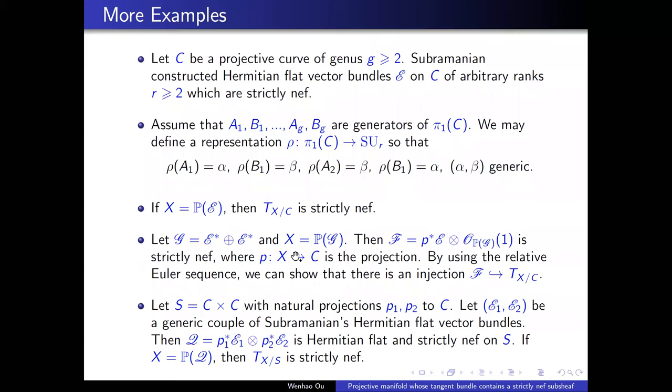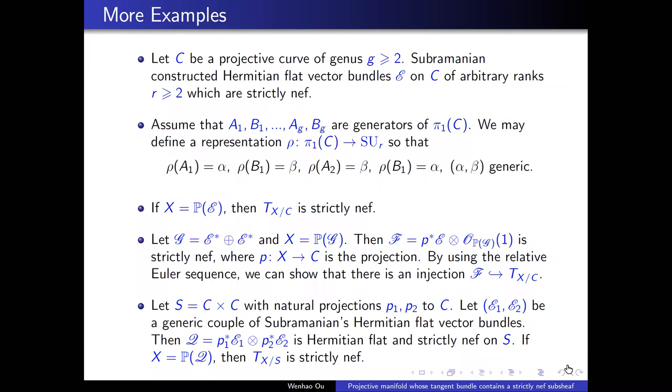Next, we construct examples with higher dimensional bases. For example, we can take S to be the product of two curves C, with natural projections P1, P2 to C. Now let E1, E2 be a generic couple of these Hermitian flat vector bundles constructed by Subramanian. We assume that the choices alpha 1, beta 1 for E1 and alpha 2, beta 2 for E2 are in general position. Then we consider this box cross vector bundle G equal to P1 pullback E1 tensor P2 pullback E2. This vector bundle on S is a Hermitian flat vector bundle, and we can prove that it is strictly nef on S.